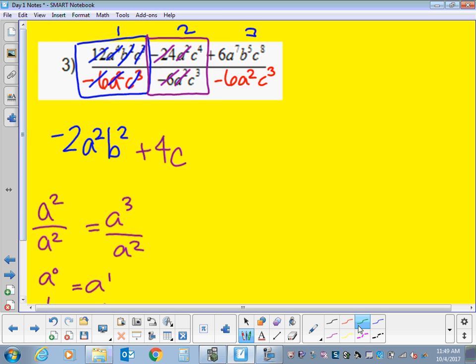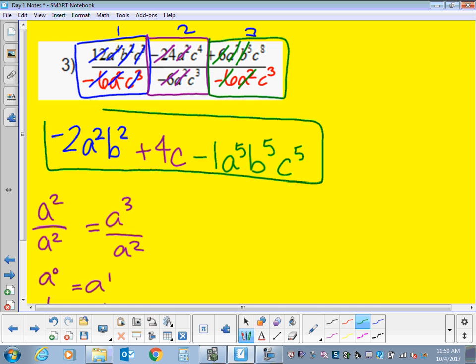Okay. My green, I have 6 divided by negative 6. Negative 1. A to the 7th divided by a to the second, which is a to the fifth. We just subtracted our exponents. There's nothing with b, so what do I do? Bring it down. And then we have c to the eighth and c to the third. C to the fifth. That is my answer. So it looks scary at first, Lorena, but once we actually broke it down piece by piece, it's not that bad.